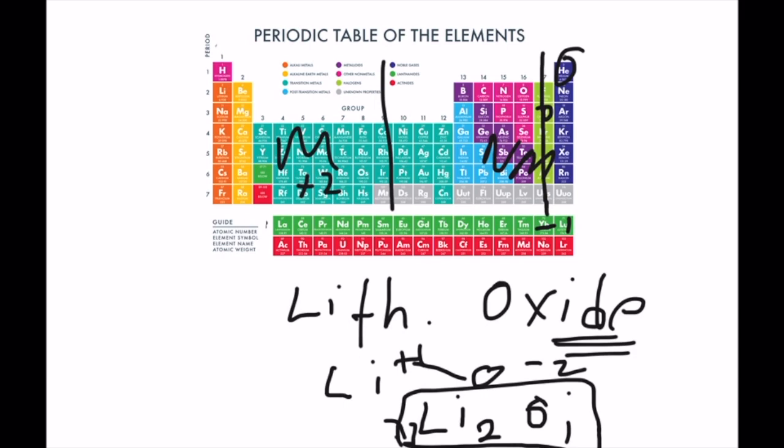And yeah, that really covers most of it for ionic bonding. And one clear point is that it's a transfer of electrons between a metal and a nonmetal.